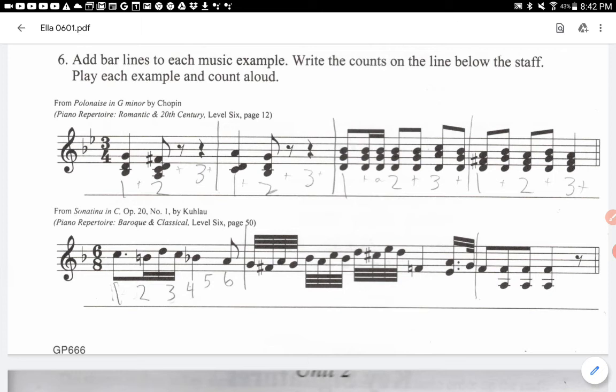Okay, now remember when you're going to be playing, observe 2 flats because you are actually in G minor, if you can see correctly, from Polonaise in G minor by Chopin. So your first finger is going to go to B flat, right? So 1 and 2 and, G minor. 1 and 2 and rest. And 1 and 2 and rest. And 1 E and 2 and 3 and 1 and 2 and 3.